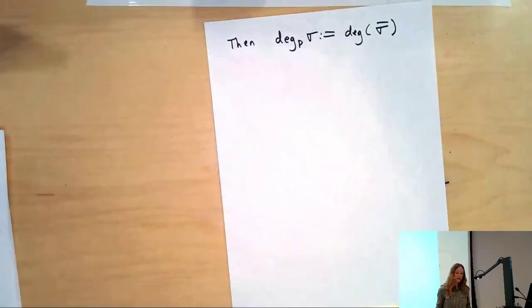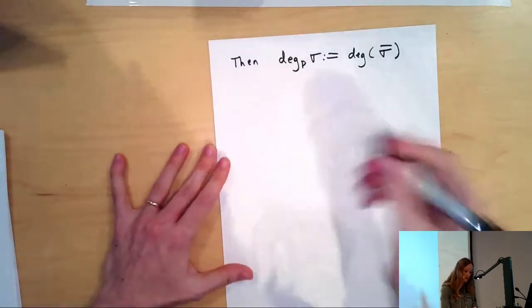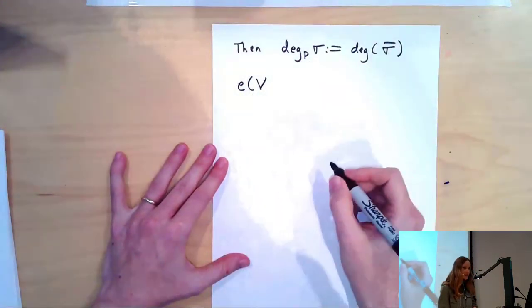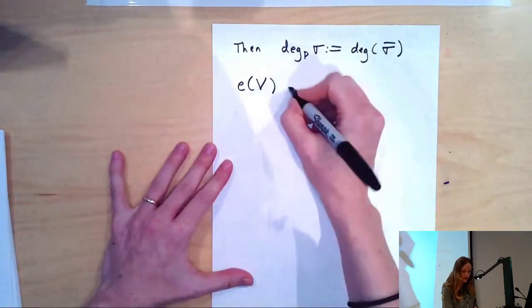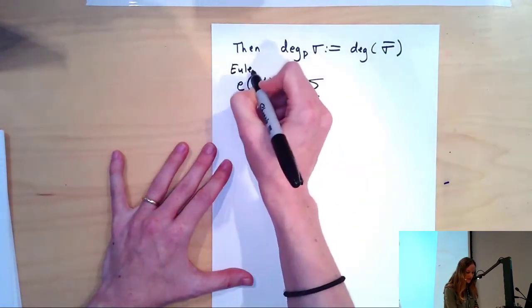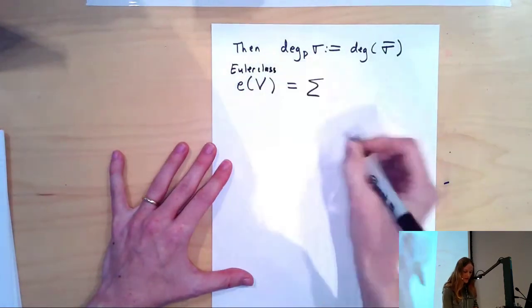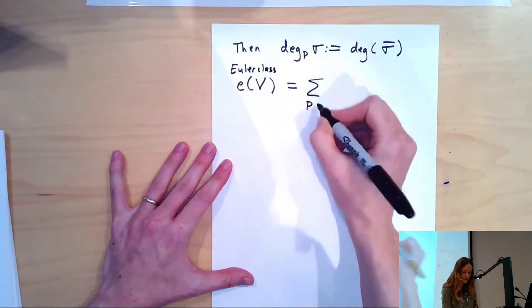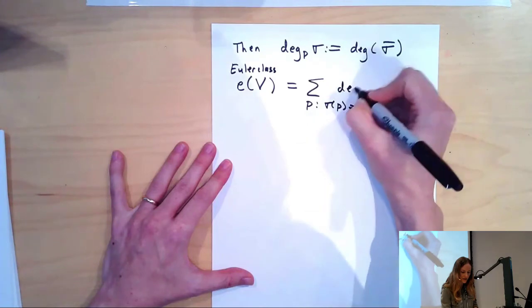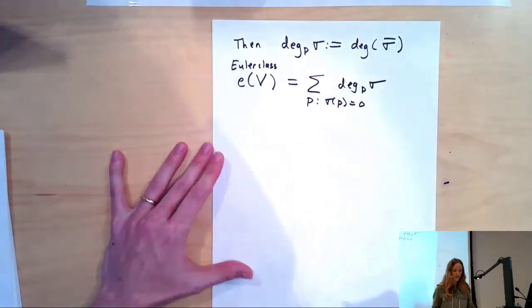But then we have a well-defined local degree of a section at a zero. And the Euler class, which only depends on the vector bundle and not on the section, can then be computed. So here's the Euler class as the sum over the zeros of the section of the local index.